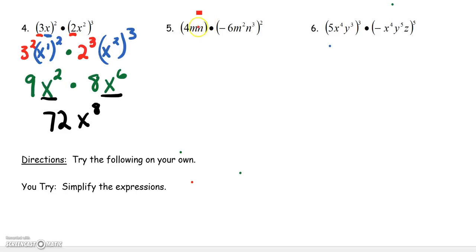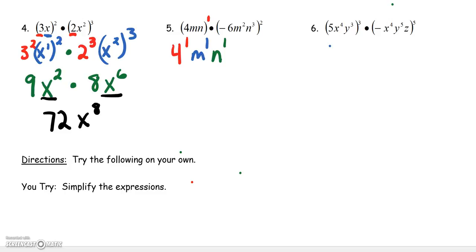In number 5, we have 4mn, and it's technically all to the 1st power here. Again, if there's no exponent, we assume that the exponent is 1. So we could just say that it's 4 to the 1st, m to the 1st, n to the 1st, or we could just think of the fact that something with an exponent of 1 doesn't actually change the expression itself.